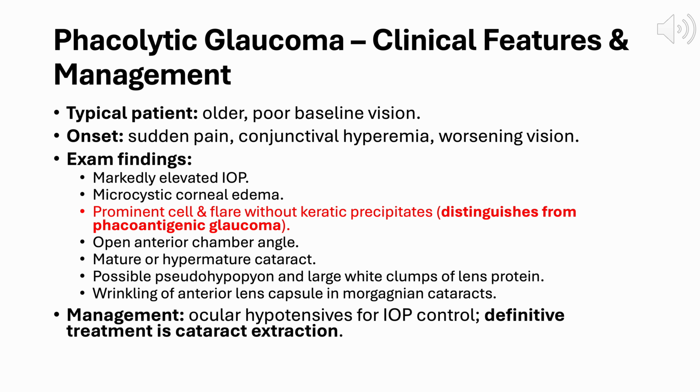The anterior chamber angle remains open, and signs of a mature cataract are present. In some cases, a pseudohypopyon or large white clumps of lens protein can be seen, and in Morgagnian cataracts, wrinkling of the anterior lens capsule may be visible. Management begins with ocular hypotensive therapy to control intraocular pressure. However, definitive treatment requires cataract extraction, which removes the source of lens protein leakage and resolves the underlying inflammatory process.